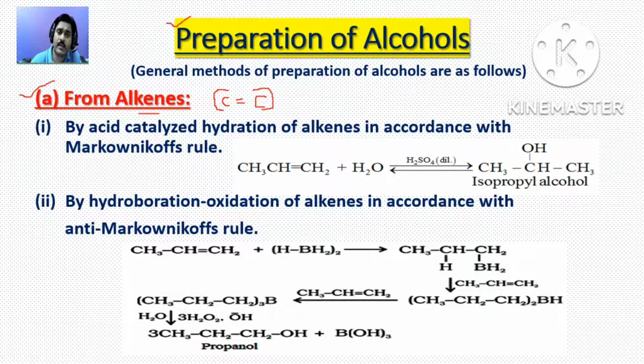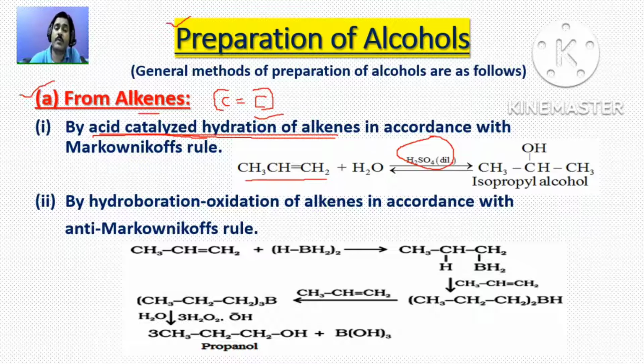How can we prepare alcohols from alkenes? By catalytic hydration, acid-catalytic hydration. What do we mean by hydration? Addition of water is called hydration. What is acid catalyzed? Acid will be used as a catalyst, to enhance the rate of reaction. Okay, so let us see one example.